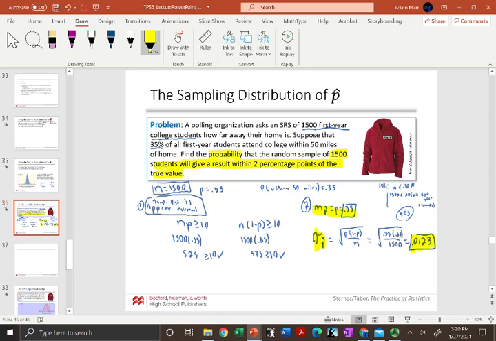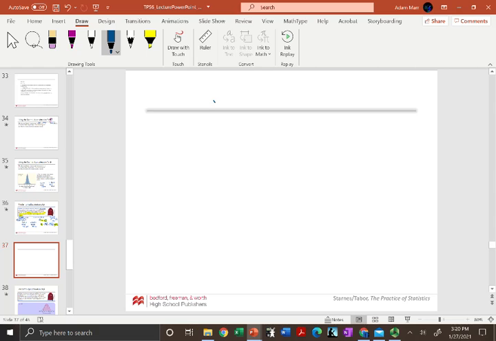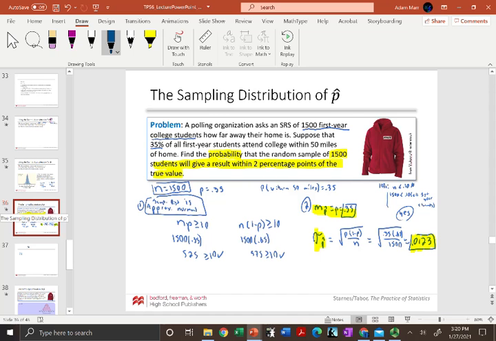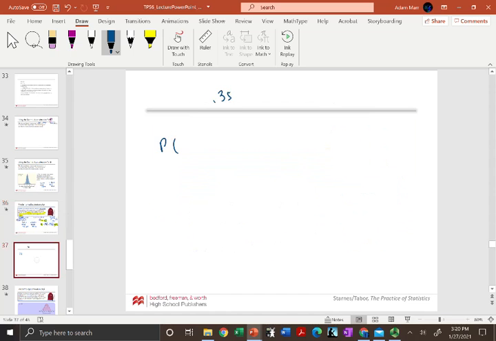The true value is 0.35, right? So we want to know the probability that we'll give a sample right here. Remember, students will give a result, which is a sample proportion, within 2 percentage points of the true value. Okay, so if the true value is 0.35, 2 less than 0.35 is 0.33. And 2 greater than that is 0.37. Okay, so there we go.